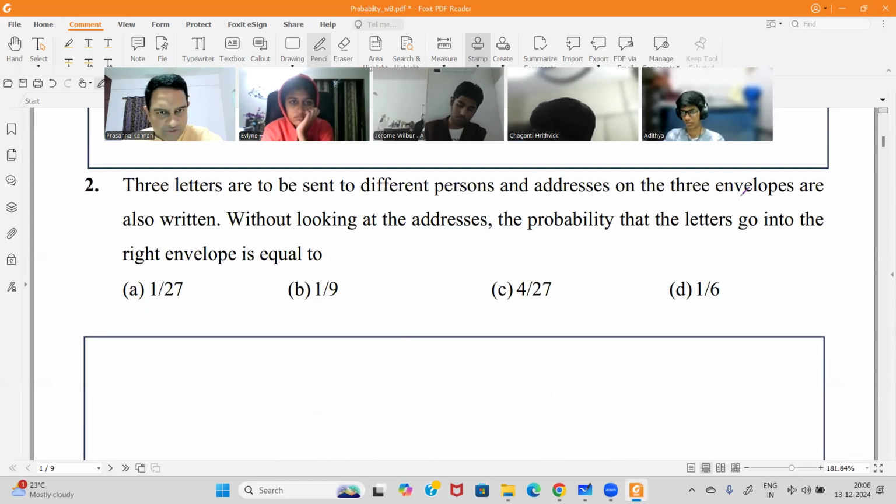Okay, now question number 2. 3 letters are to be sent to 3 different persons, and addresses on the 3 envelopes are also written. Without looking at the addresses, what is the probability that the letters go into the right envelope? Options are 1 by 27, 1 by 9, 4 by 27, 1 by 6. Can you try this for a minute and then we will discuss?